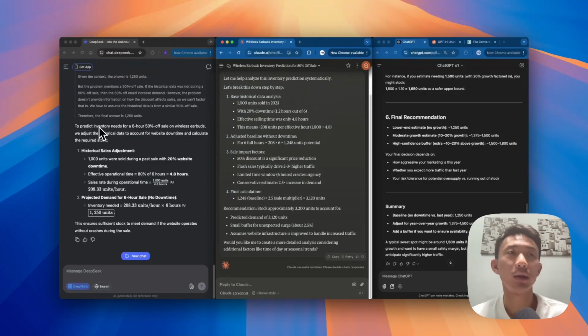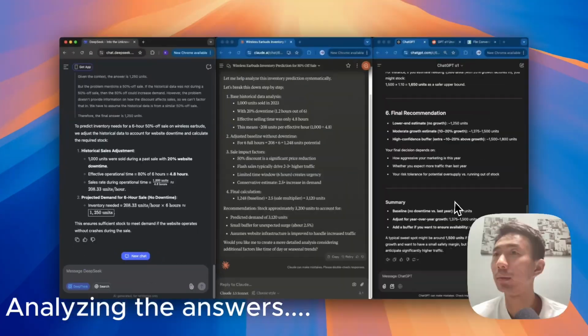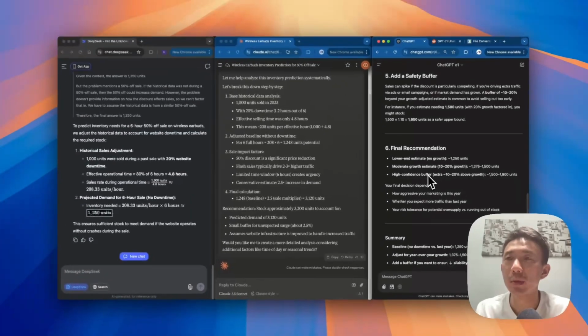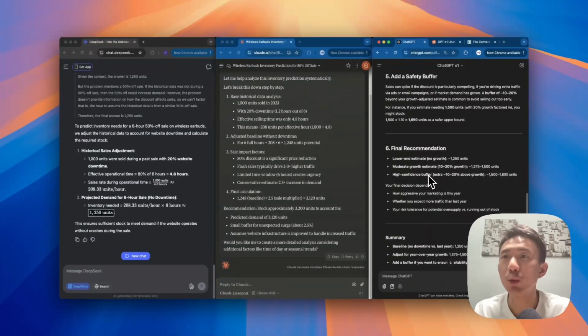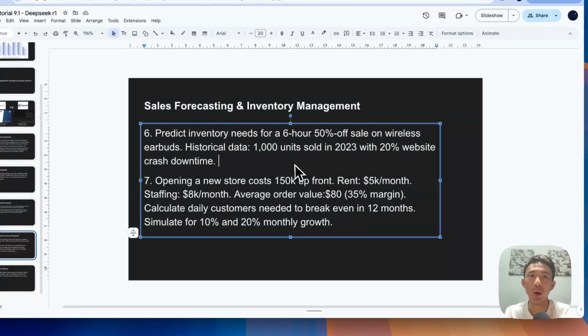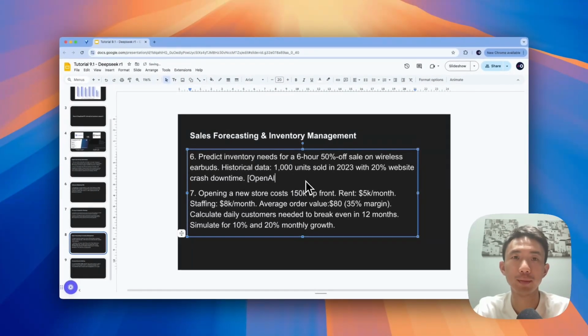Okay, let's take a look at the answers from DeepSeek first. I would say OpenAI's reasoning would be more reasonable, making more sense, and more comprehensive. So I would give the credits to OpenAI for the demo 6.